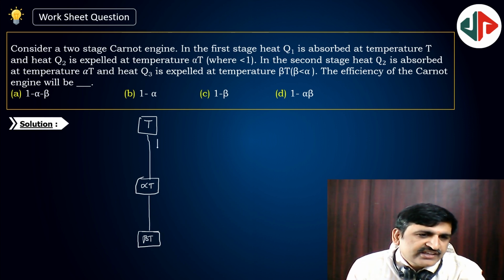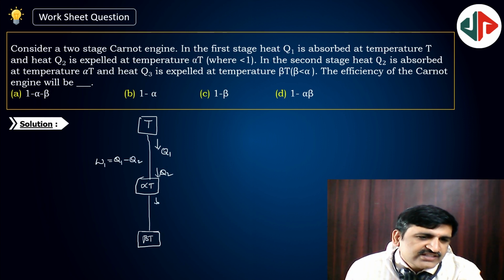Here it is taking Q1, rejecting Q2. So work done in this process, W1, is equal to Q1 minus Q2. And here it is taking Q2 and rejecting Q3. So work done is Q2 minus Q3.